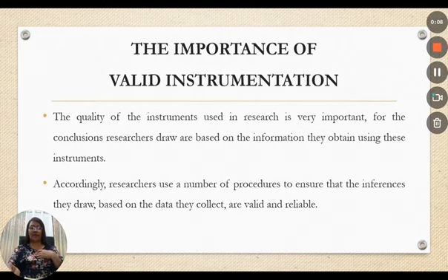I'm Juve Ilumba Sevilla. This afternoon, I'm going to discuss validity and reliability. And here are the following objectives.